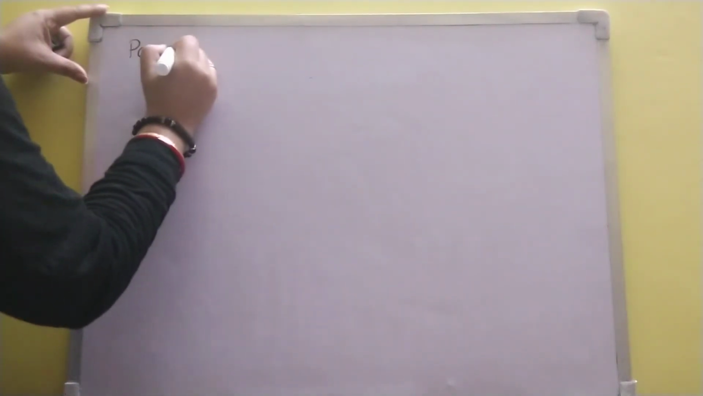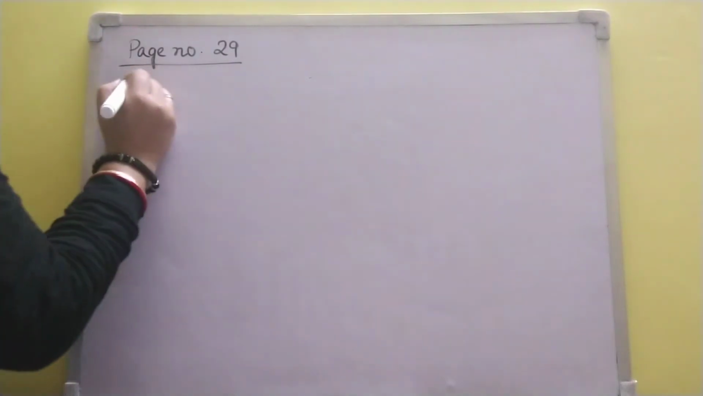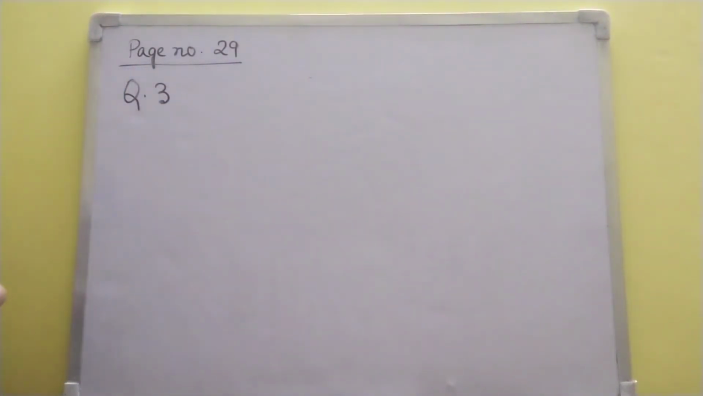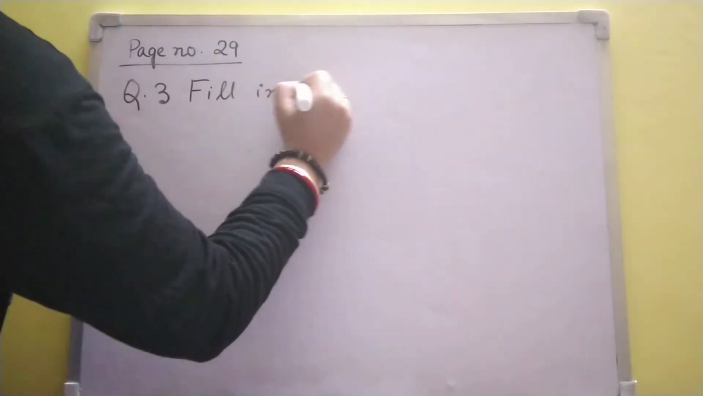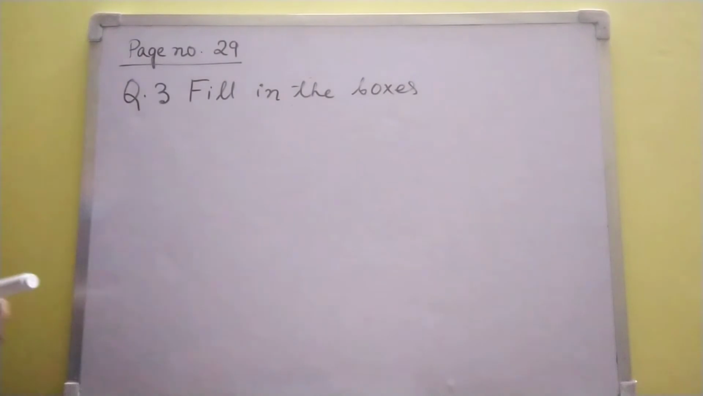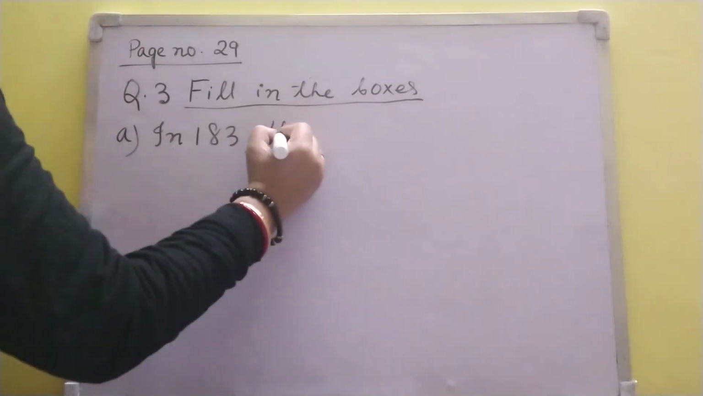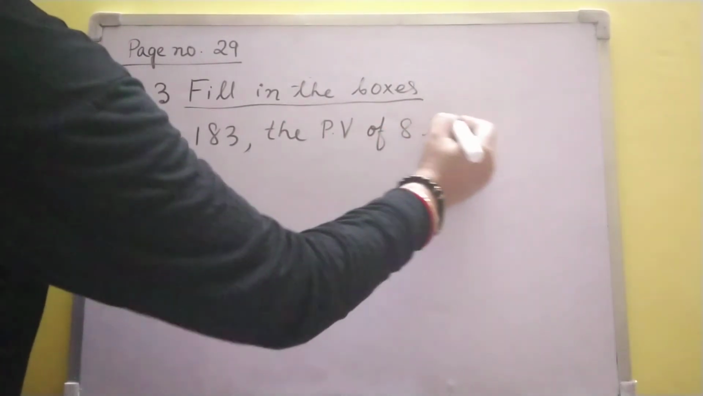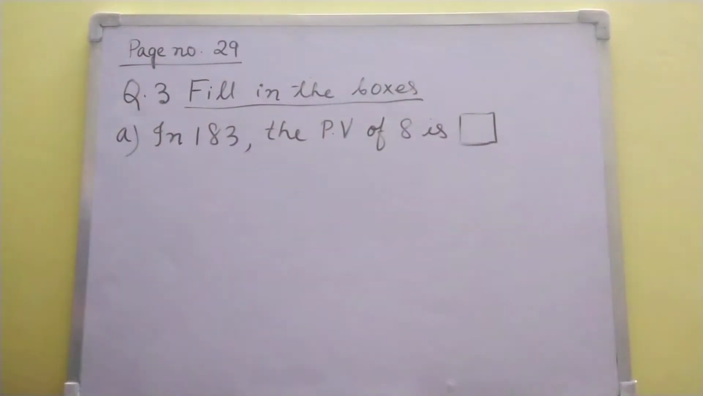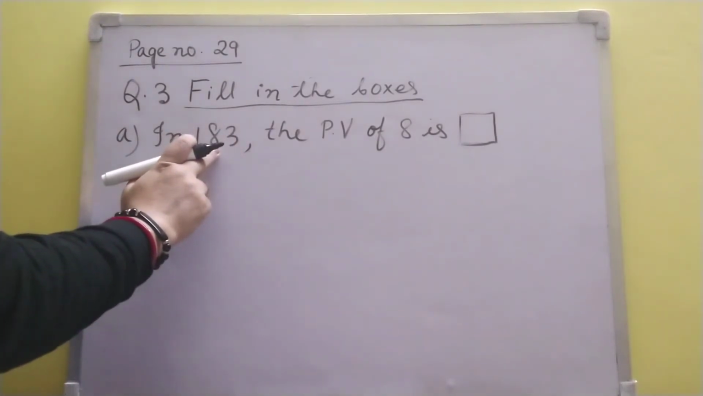Question number 3. Fill in the boxes. In 183, the place value of 1 is... Now first, how to find out the tens place? What is the formula?